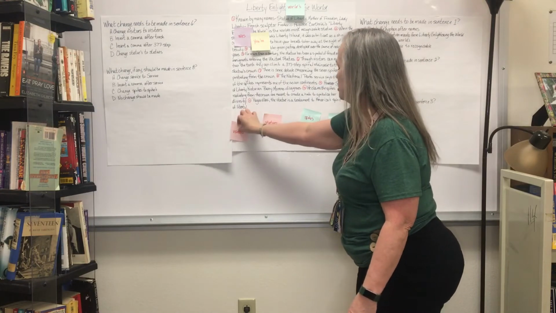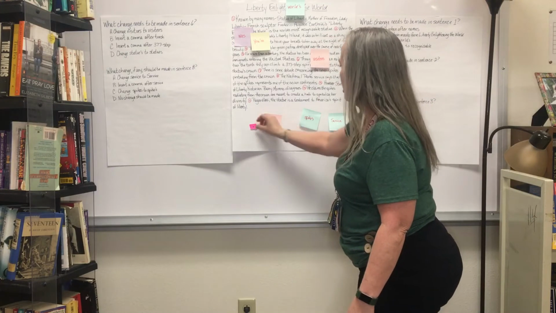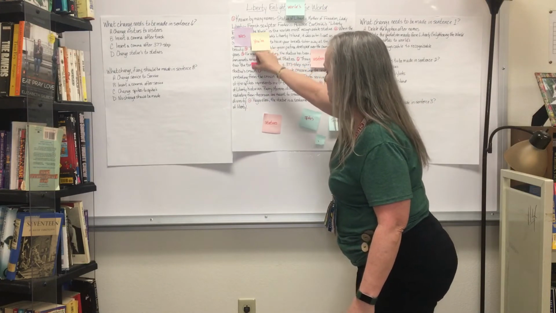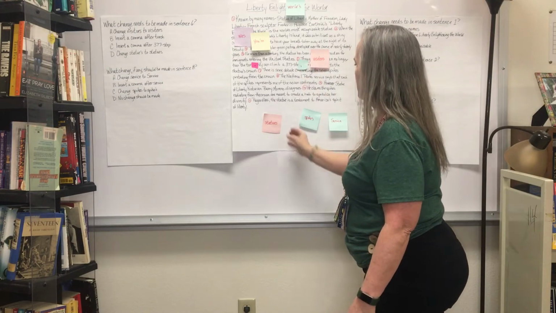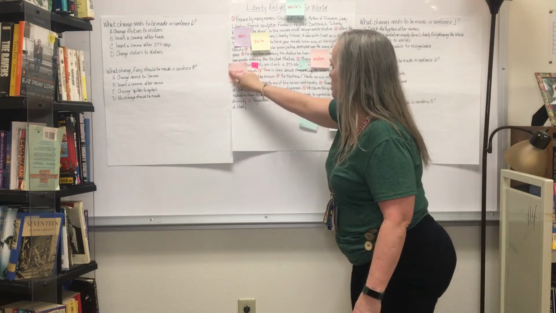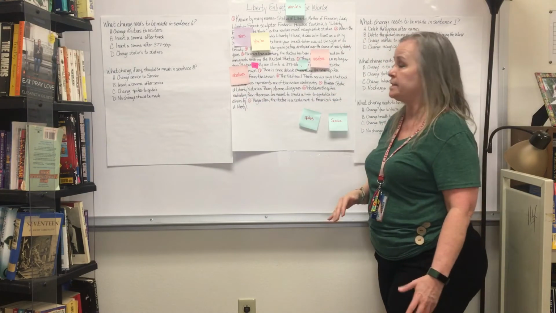Next, what change needs to be made in sentence 6? Change "visiters" to "visitors." Insert a comma after "torch." I'm going to borrow this one. Insert a comma after "377 steps." Change "statue's" to "statues." All right, let's go through these one at a time.